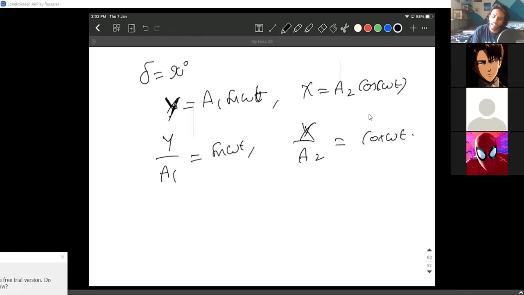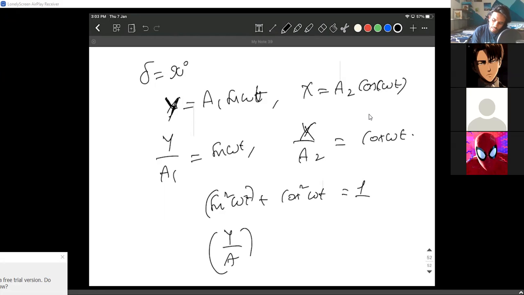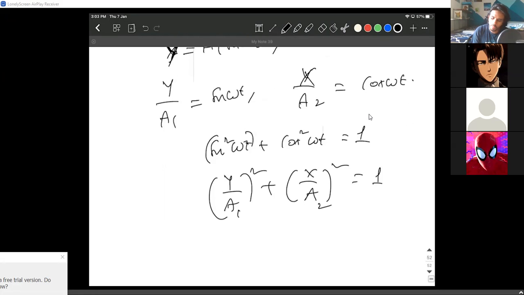Shall we go ahead and write sine square omega t plus cos square omega t equals 1? Yes, sir. And then you prove it as an ellipse equation: y square by a1 square plus x square by a2 square equals 1. Do you remember this equation? Yes, sir. It is the equation of an ellipse. We proved it in the topic of gravitation. Here a2 is the length of the semi-major axis, and that is the semi-minor axis.